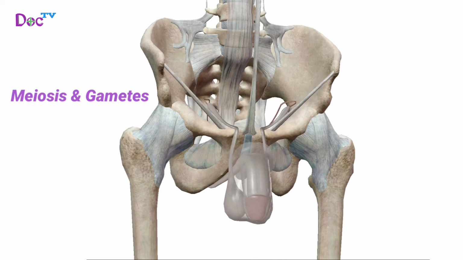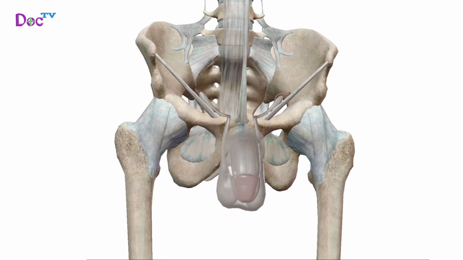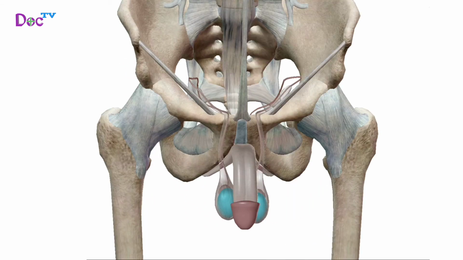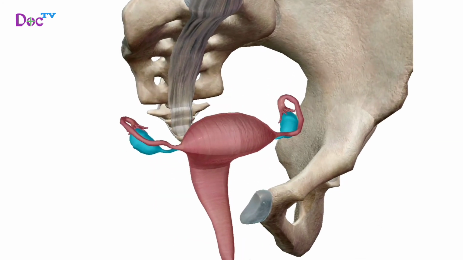Meiosis and gametes. Gametes, the male and female sex cells, are produced through meiosis in the ovaries and testes. Testes produce male gametes, sperm. Ovaries produce female gametes, ovum.